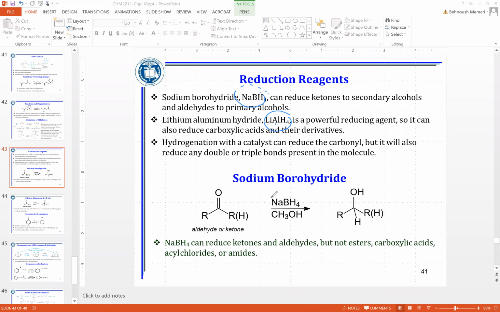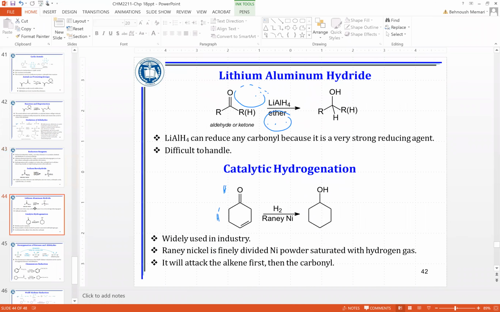So basically, in the reduction reaction, there are two hydrogens being added. One hydrogen is added to the oxygen and one hydrogen is added to the carbon. So if you have a ketone, it would change to secondary alcohol. If you have aldehyde, it would change to primary alcohol. Lithium aluminum hydride, same thing. It's going to reduce the aldehyde or ketone to alcohol.